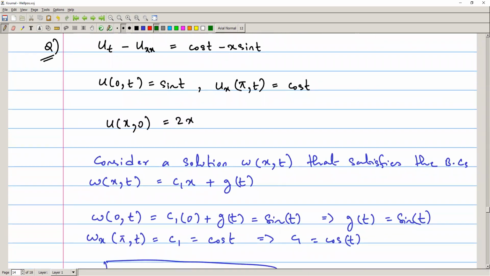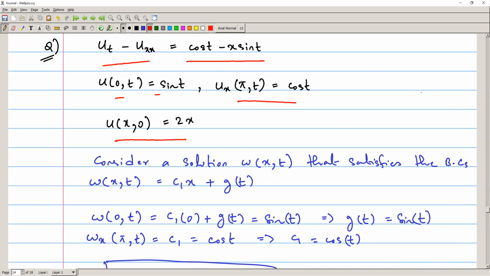Here is the question: u_t minus u_xx is equal to cosine t minus x sine t. And the boundary conditions are given as sine t and cos t. So we can see that these are time-dependent boundary conditions as the functions of time are given here. All right, so the initial condition is a function of x, right?